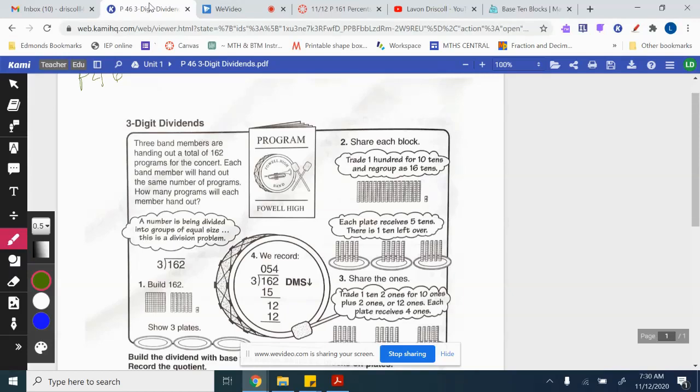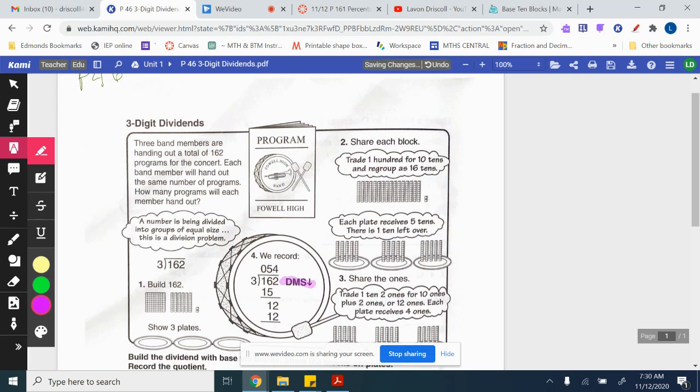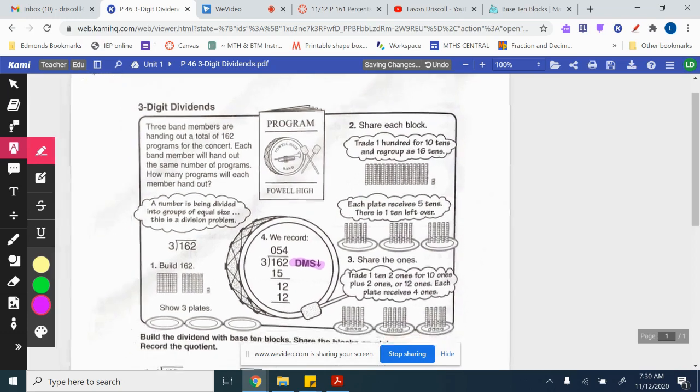Start actually doing long division. A lot of people dread long division, but I want you to realize there is a pattern, and it is highlighted right here. When we divide, multiply, subtract, bring it down. So what they're going to show you is how to do this with base 10 blocks.